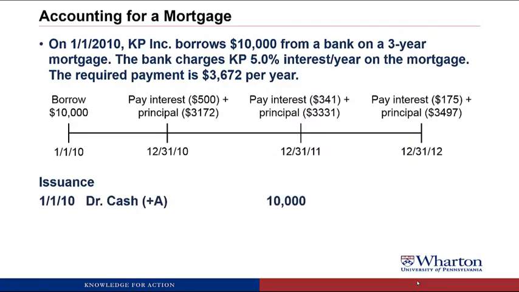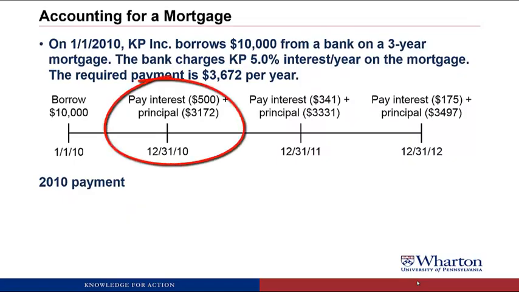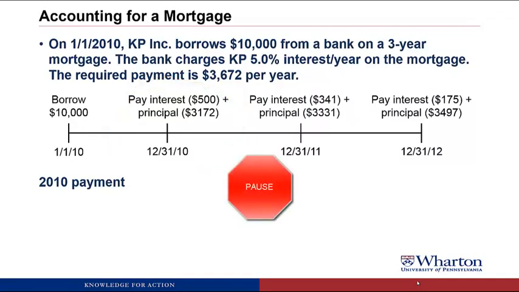So we're receiving cash. KP is receiving cash from the bank, so we debit cash $10,000, and we credit mortgage payable, a liability for what we owe back the bank. Then at the end of 2010, December 31, we have to make our payment. So I'm going to throw up the pause sign again and try to make the journal entry for 12/31/2010.